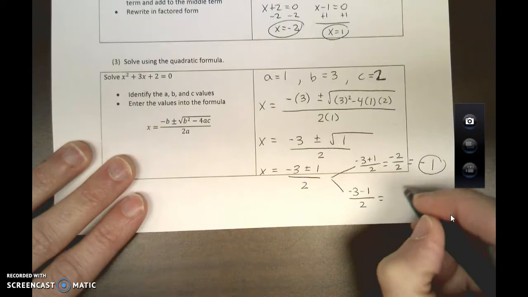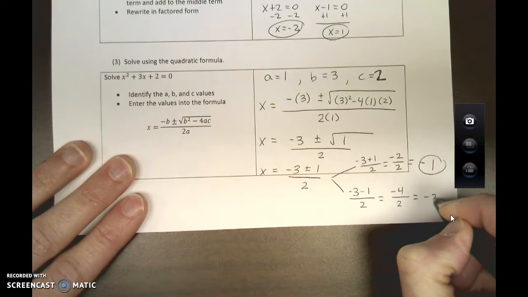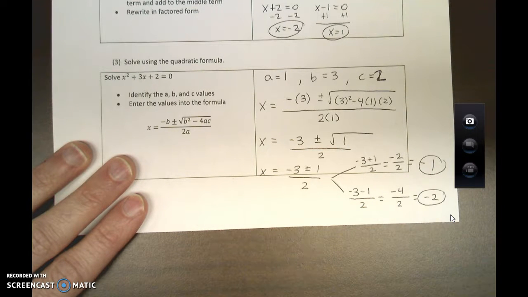Negative 3 minus 1 is negative 4, divided by 2 is negative 2. So there's my two solutions, and they should match my answer from above.